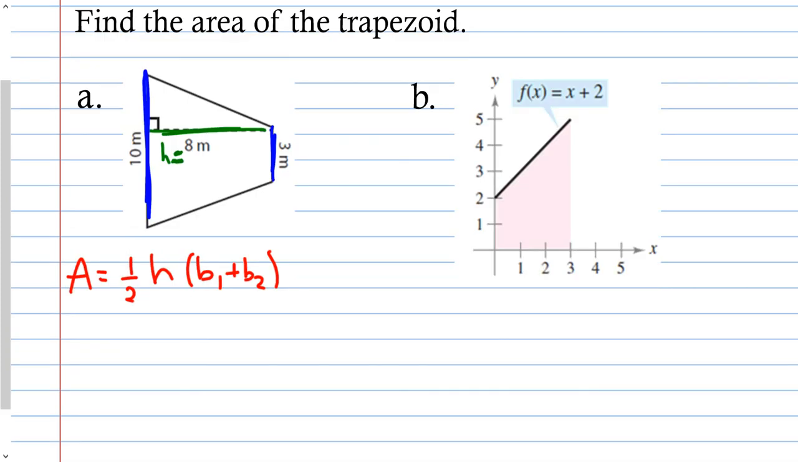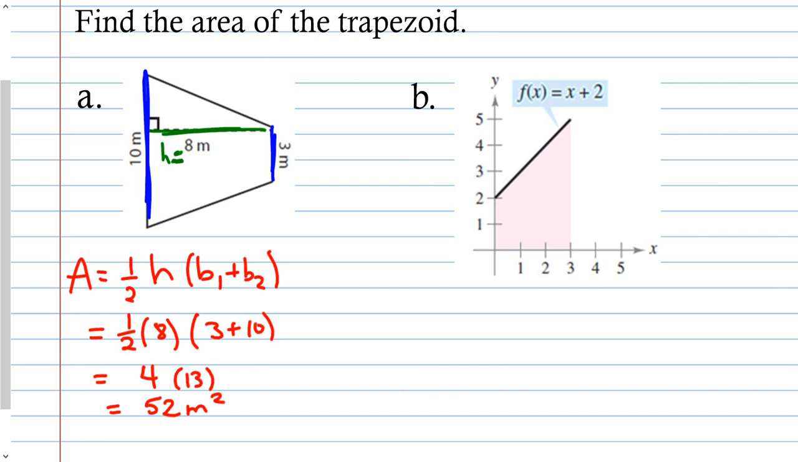So in actually finding the area, it's just 1/2 times the height. This trapezoid is 8 meters tall times the bases added together. So 3 plus 10. So half of 8 is 4. 3 plus 10 is 13. So then it would be 40 plus 12. So that's 52. And then this is meters, and area is always squared. So B is the same idea.